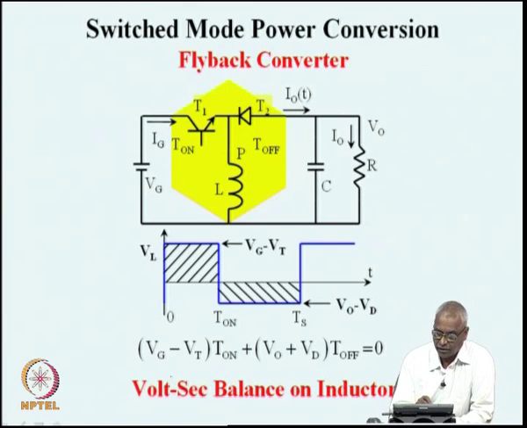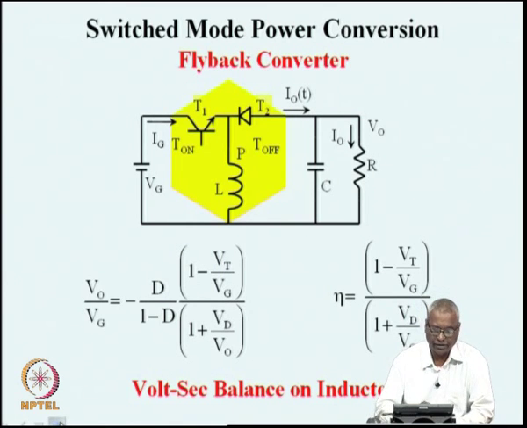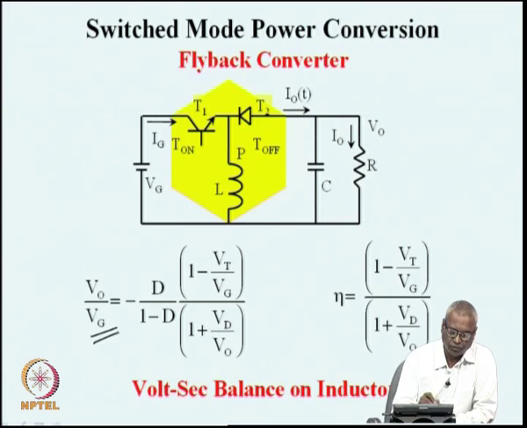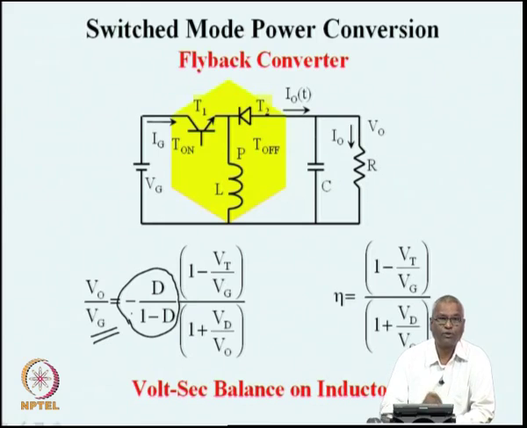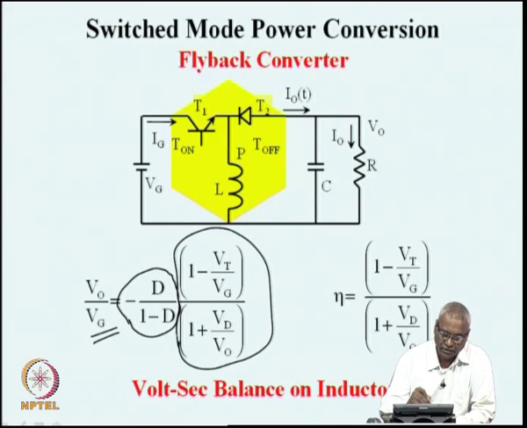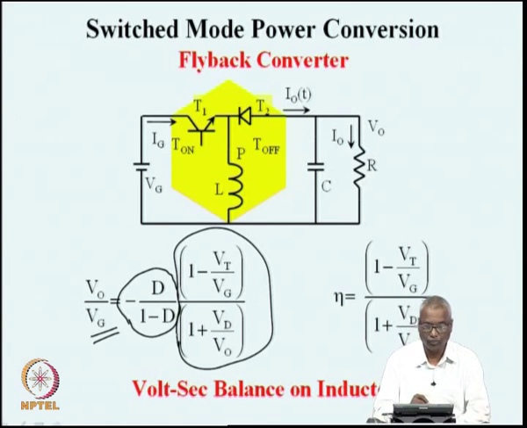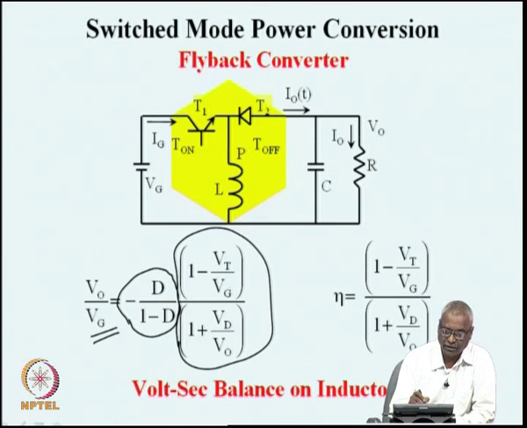On account of that, the on-time voltage is algebraically Vg minus Vt into T on, and the off-time voltage is algebraically V naught plus Vd into T off. From this volt-second balance we get the ratio of the output voltage to input voltage as the same as the ideal gain, D by 1 minus D, multiplied by a correction factor. You can see that this correction factor consists of two parts: a numerator, which is 1 minus Vt by Vg, and a denominator, which is 1 plus Vd by V naught.